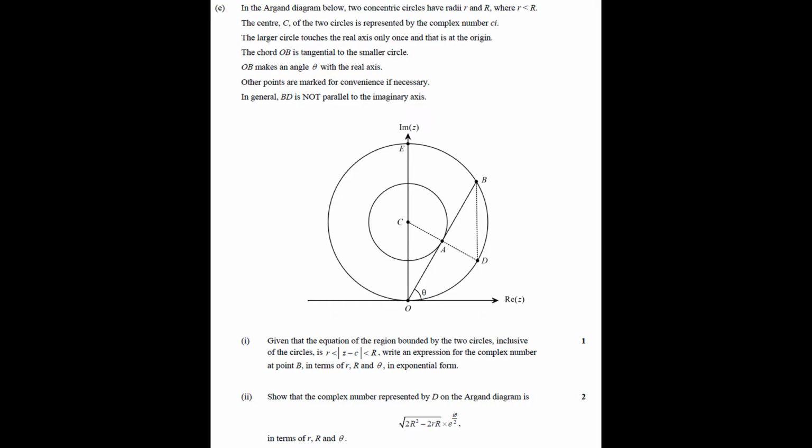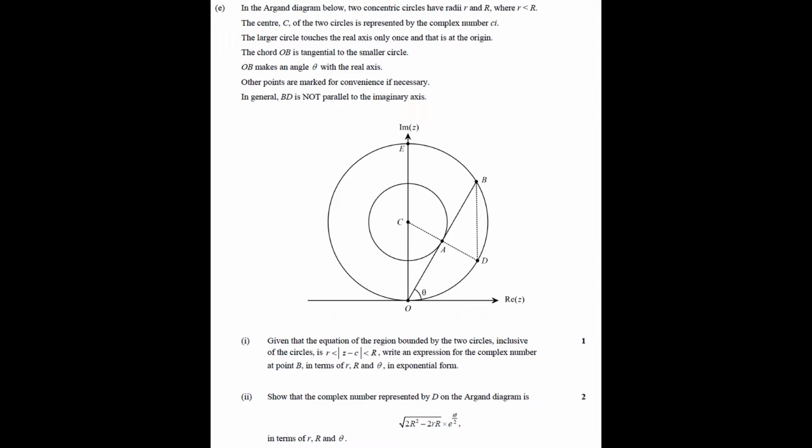is equal to the square root of 2 capital R squared minus 2 times lowercase r capital R, so the square root of all that, all multiplied by e to the i times theta on 2. And so again, that's in terms of lowercase r, capital R, and theta.